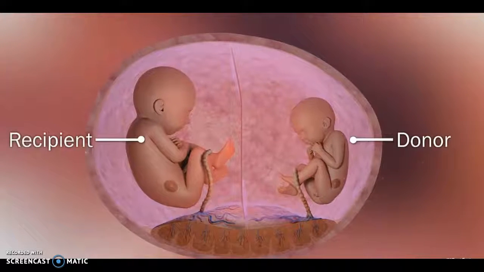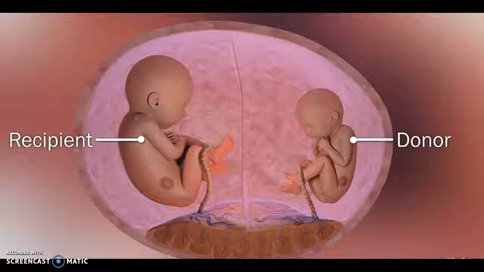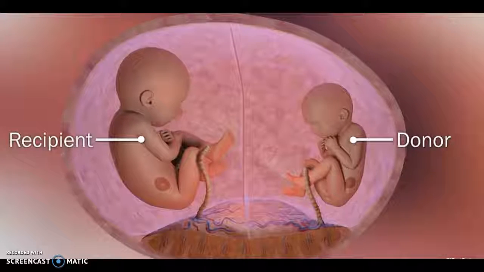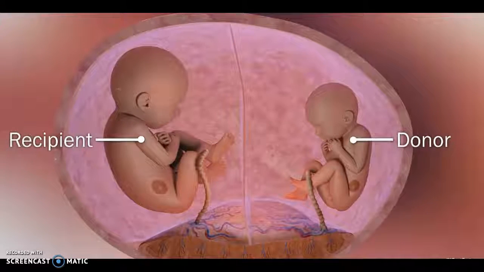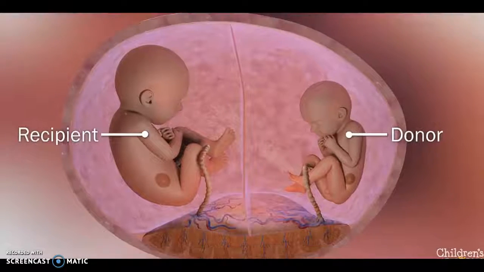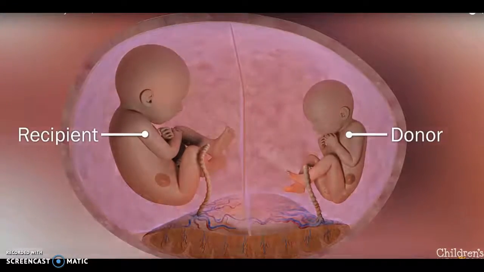Donor versus recipient twin. In about 10% of identical twins, a phenomenon known as twin-twin transfusion syndrome, TTTS, begins, typically early in the 2nd trimester.